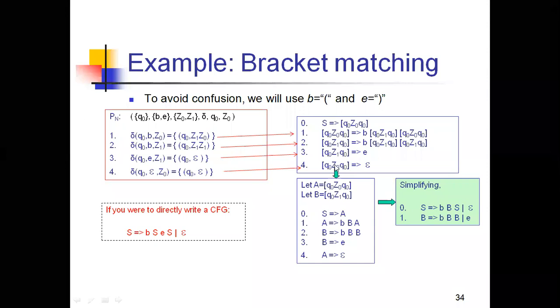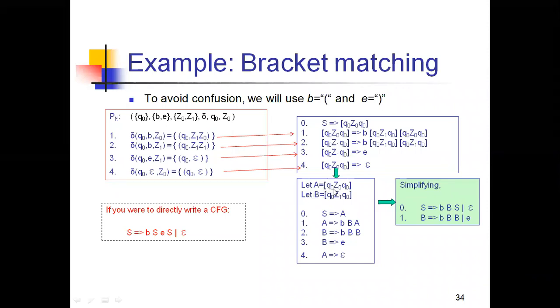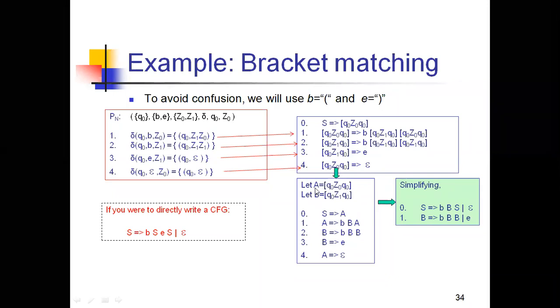So now from this, what you need to do is, like initially we took Q naught, Z naught, Q naught as S, right? Because it is a starting symbol. So now you are just giving another two variables: A is Q naught Z naught Q naught, and B is Q naught Z1 Q naught. These are the assumptions that you are making here, and with these assumptions, wherever you have this Q naught Z naught Q naught, there you need to place A, and wherever you have this Q naught Z1 Q naught, there you need to place B.